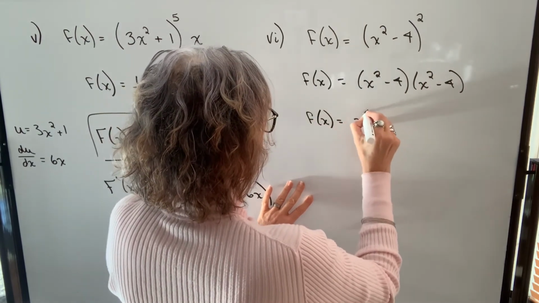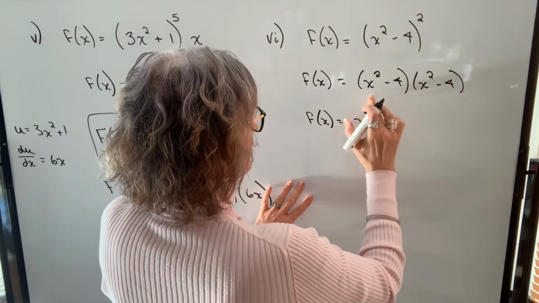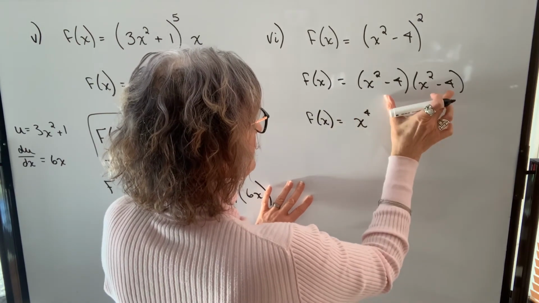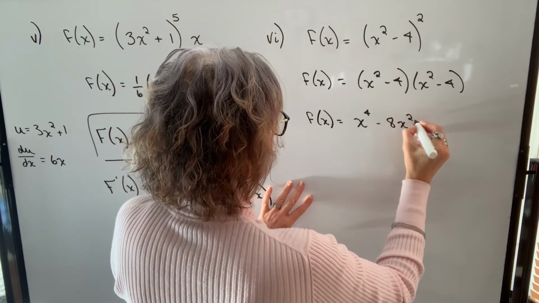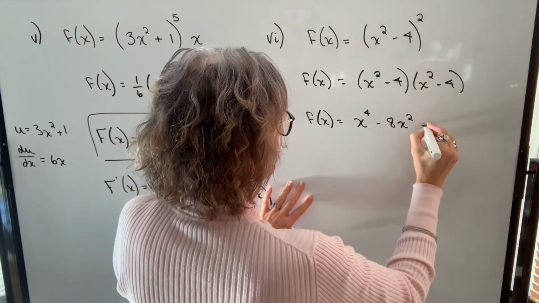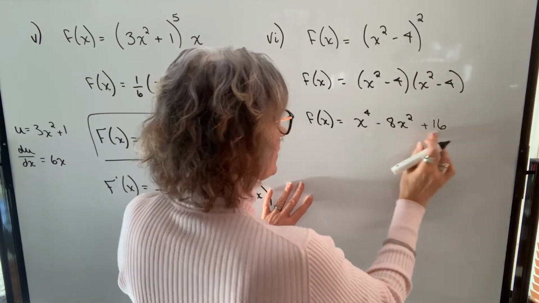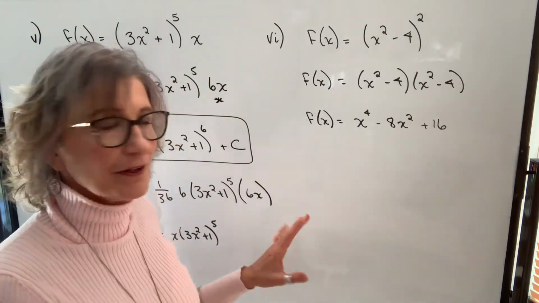And that would be x to the 4th. I FOIL this. So it would be x to the 4th minus 4x squared minus 4x squared, which is minus 8x squared. Minus 4 times minus 4 is plus 16. Now that it's a polynomial function, I can find the antiderivative.